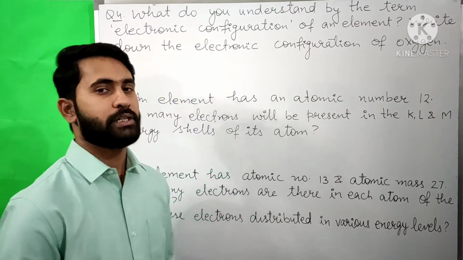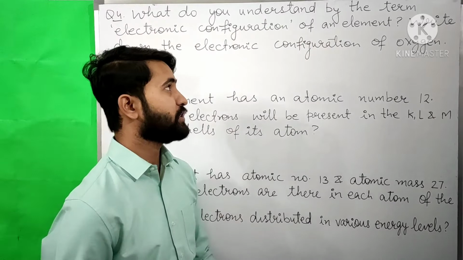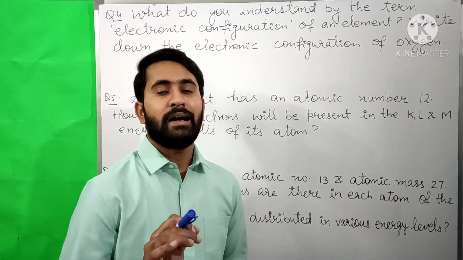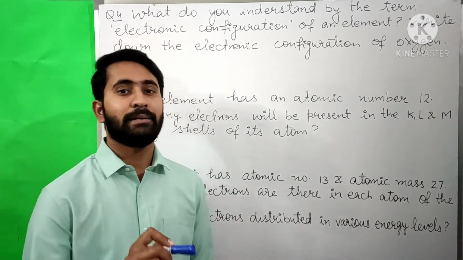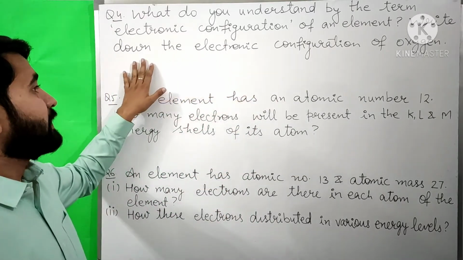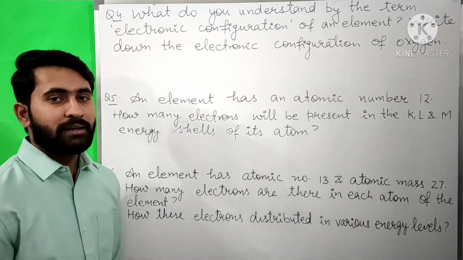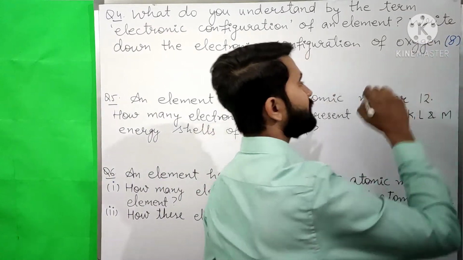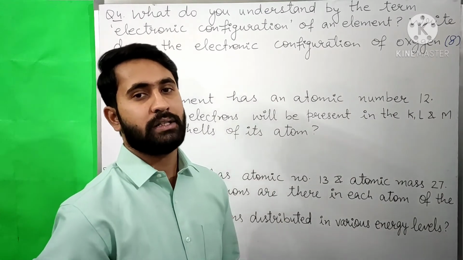Now the next question is, what do you understand by the term electronic configuration of an element? So electronic configuration means the arrangement or distribution of electrons in an atom of that element. Now we have to write the electronic configuration of oxygen. So the atomic number of oxygen is 8. It means that the oxygen atom will have 8 electrons in it.